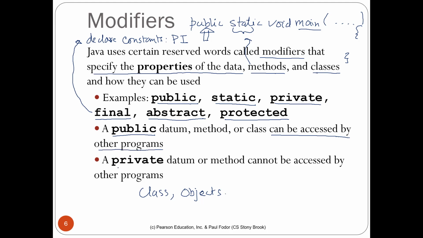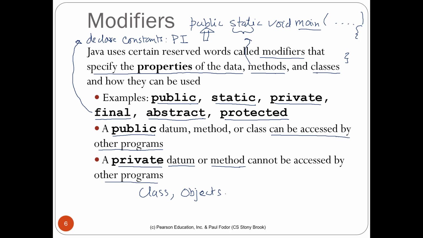But if you make something private, and mostly we will be making data private or methods private, classes we don't make private, because if you make a class private, it's kind of useless. So when you say something is private, then it means that you cannot access that data or methods from outside the class by any other program.